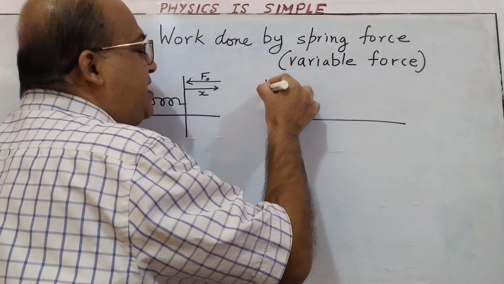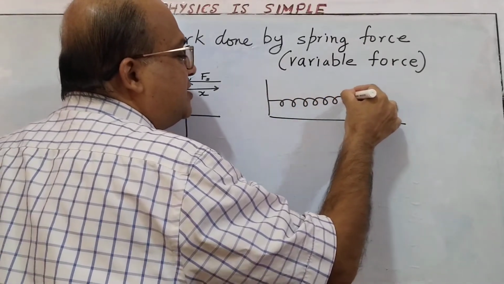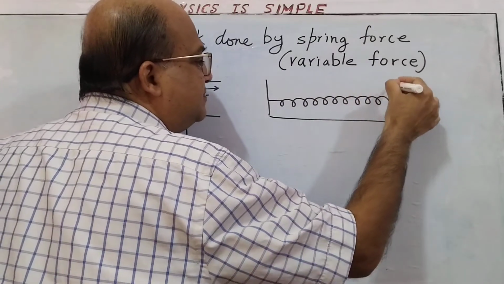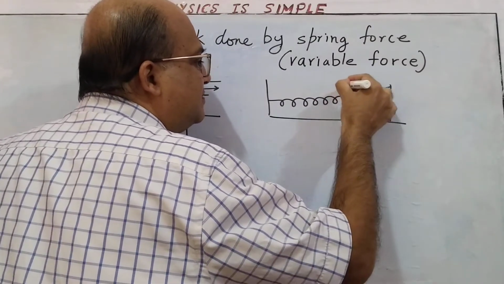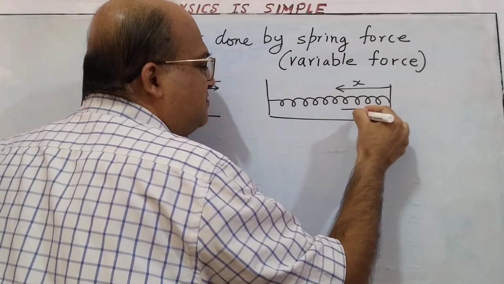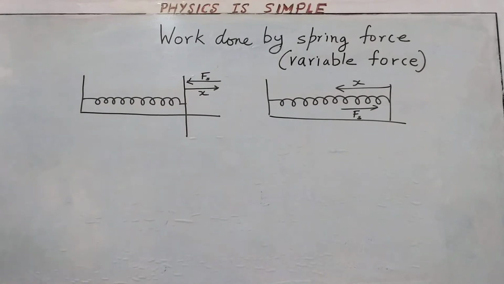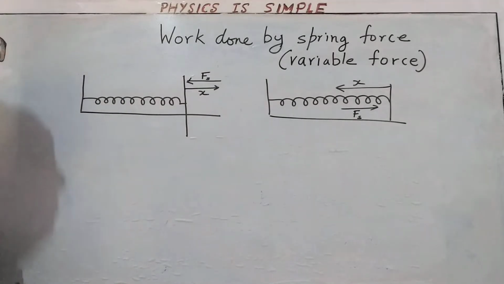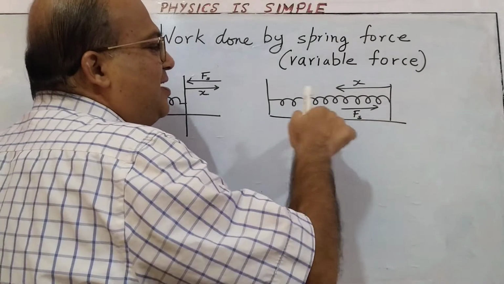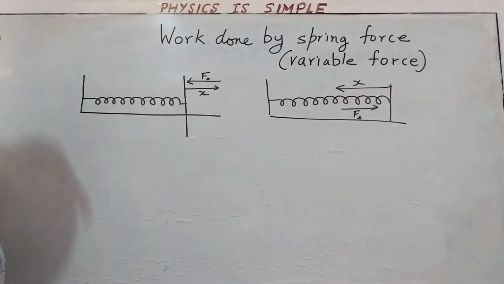When we compress the spring from its natural state, again the spring force is opposite to x. Remember, spring force is minus kx, always opposite to x. So therefore, again it will do negative work, the spring force.